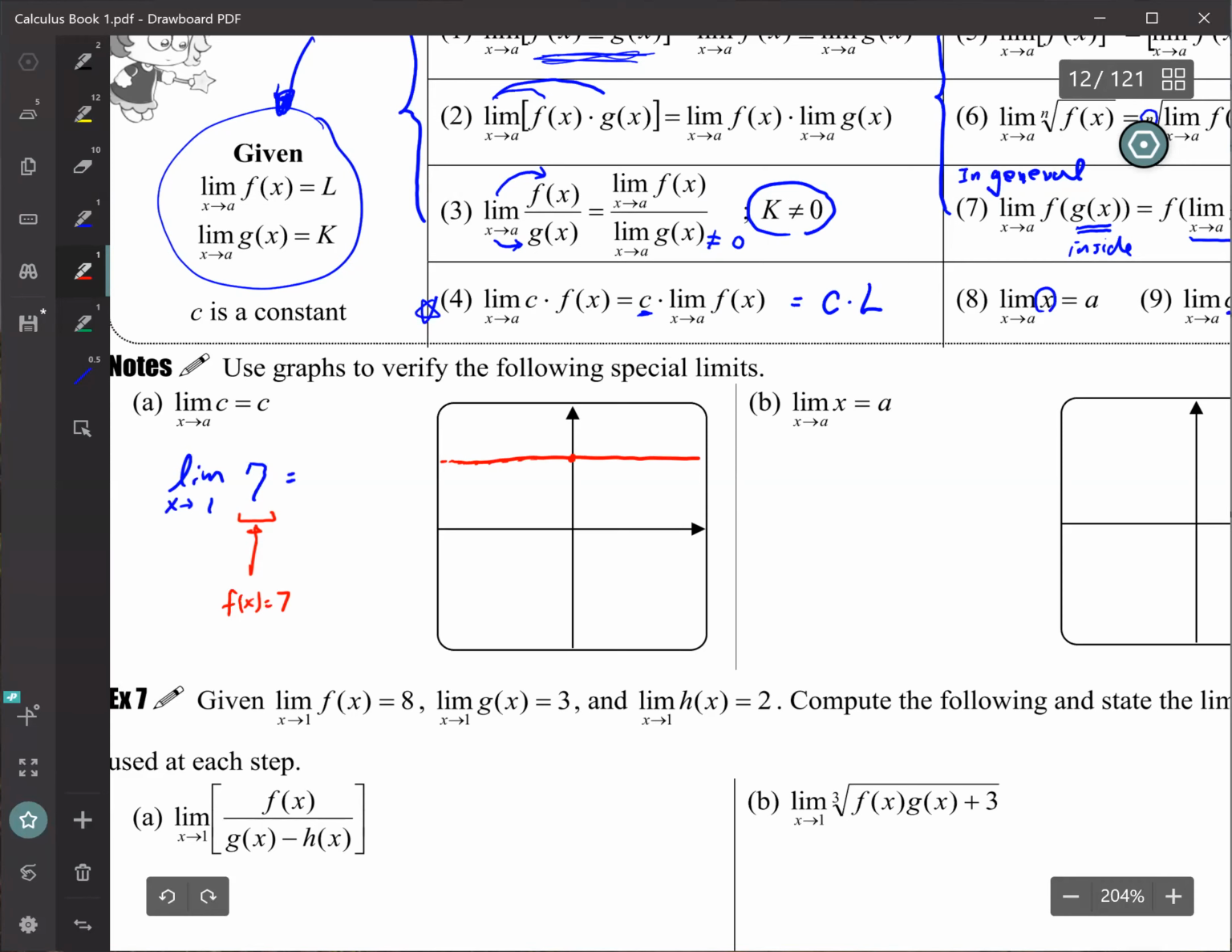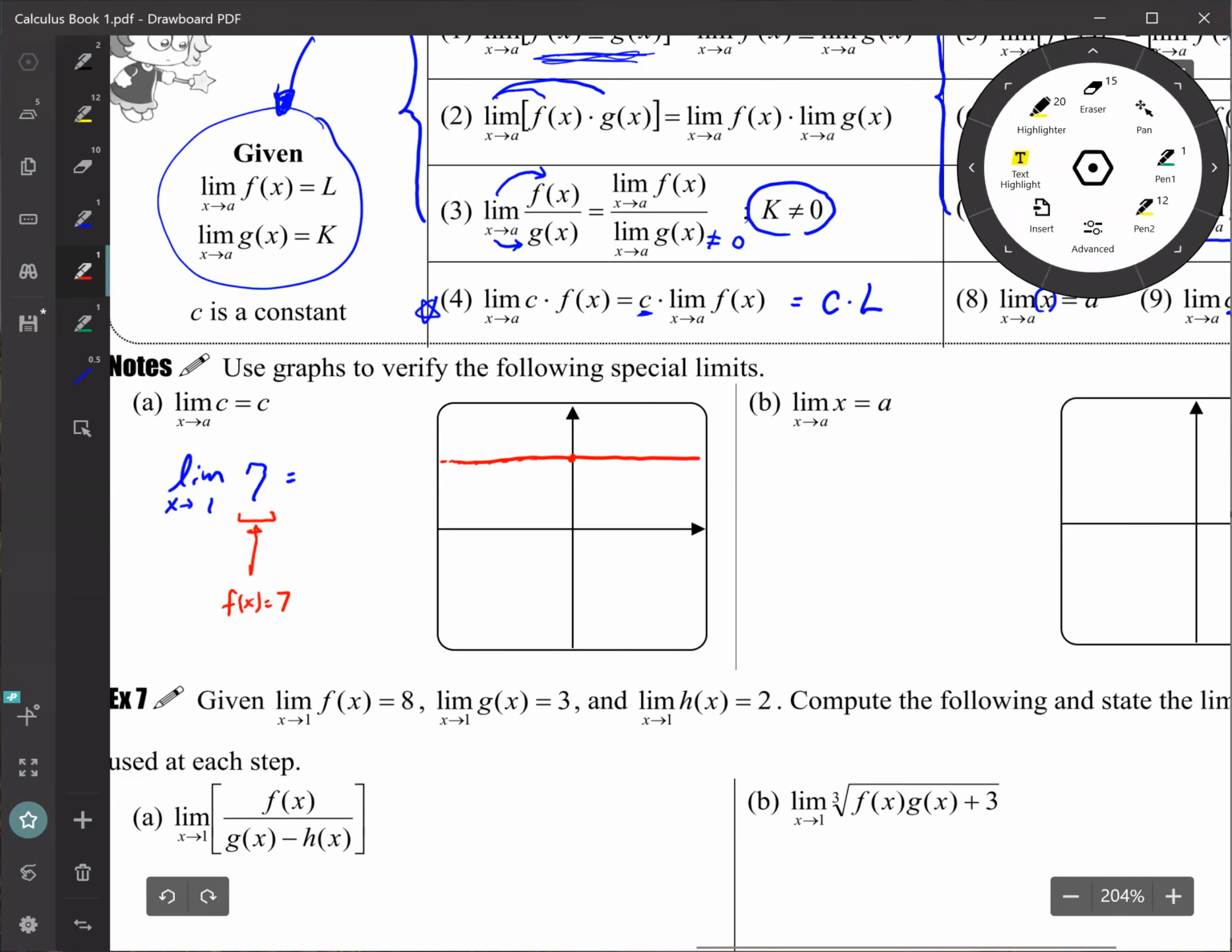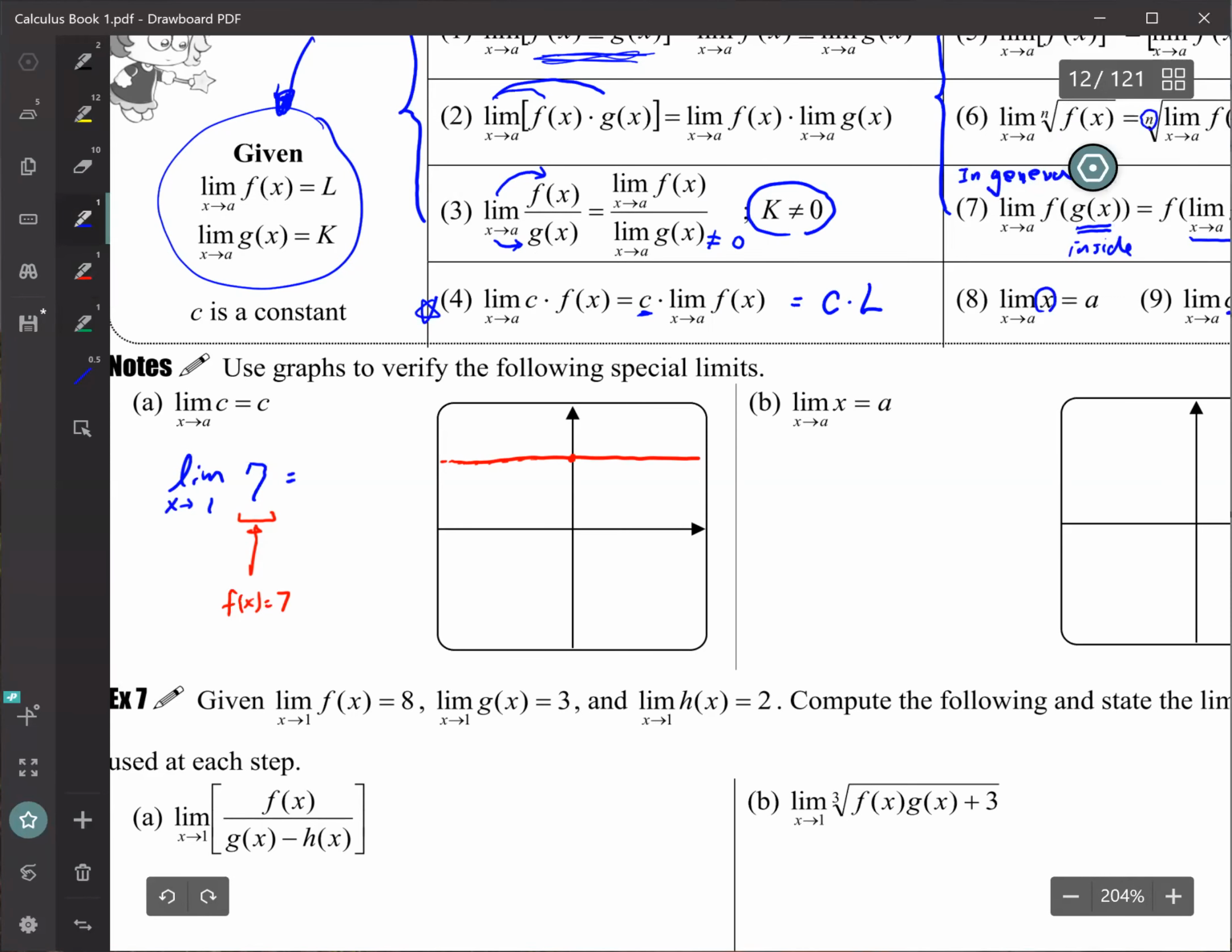And then the example I chose is approaching 1, right? So this is at 7, approaching 1. So that means the arrow will be going towards here, right? From both ends. Okay, so no matter how close you get to 1, the y will stay at 7. So that's why the answer is 7. So that's why if it's constant, it won't change, right? The y value doesn't change.